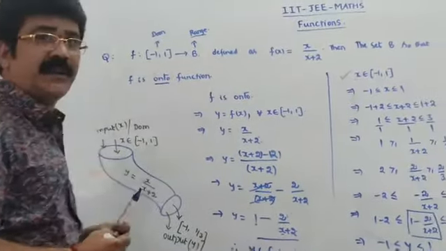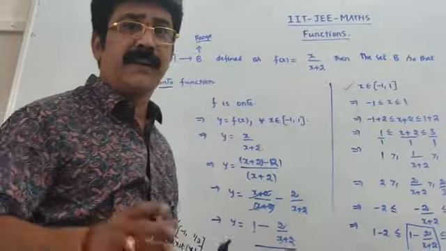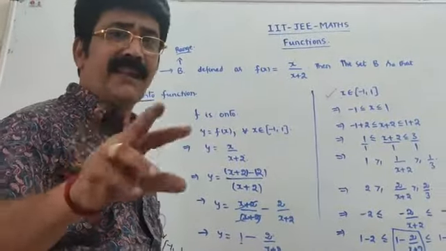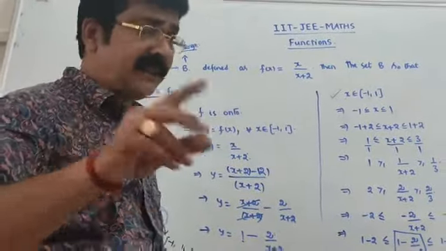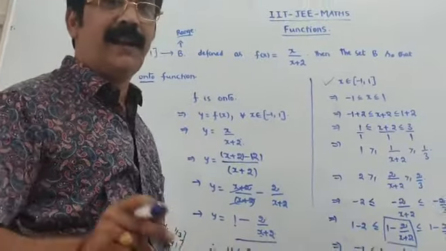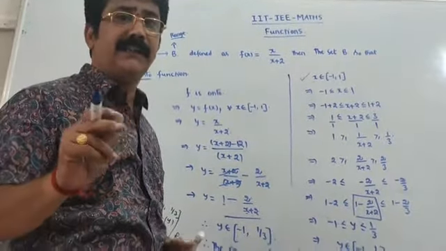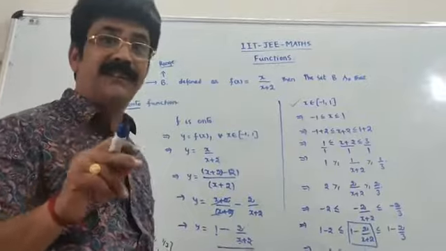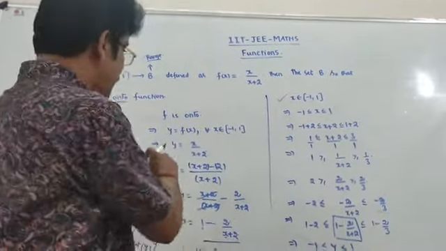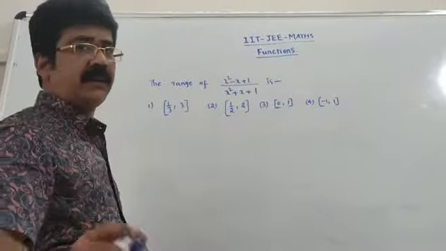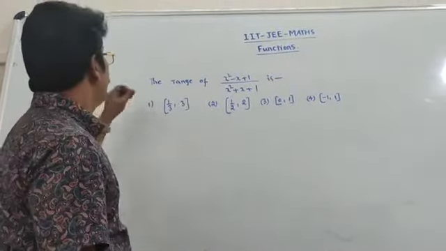According to the domain, we have to find the range. This is the procedure. Already I said there is no fixed method to find the range of a given function. We have to observe and consider according to the domain only to find the range. This is the procedure. Okay, over. So, next question.